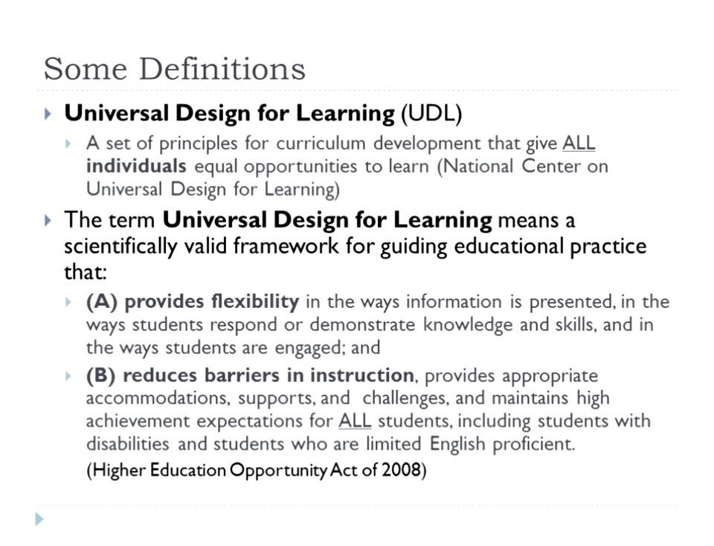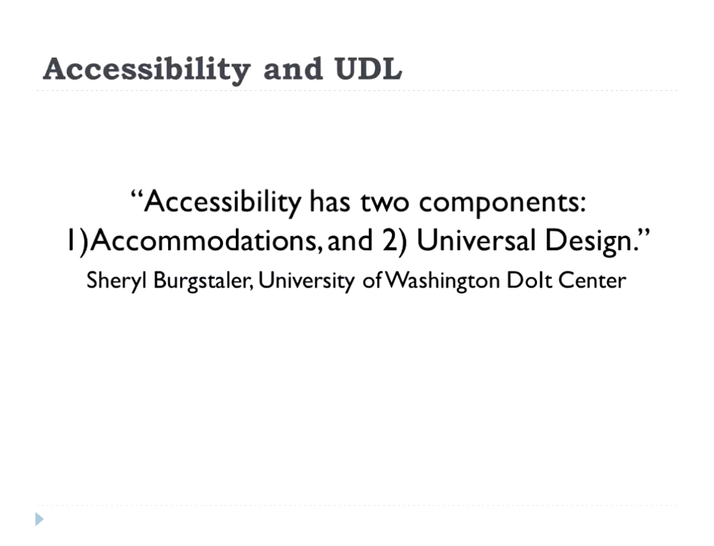Part A of that definition says it provides flexibility in the way that information is presented to students. And Part B, which is very important to what I'm going to be talking about today, is that their definition includes that it reduces barriers to instruction, provides appropriate accommodations, supports and challenges, and maintains high achievement expectations for, again, all students. So I'm quite a fan of simple definitions, but in this case, I think I really like what the Higher Education Opportunity Act has said, and especially in regards to what we're going to be talking about today. Okay.